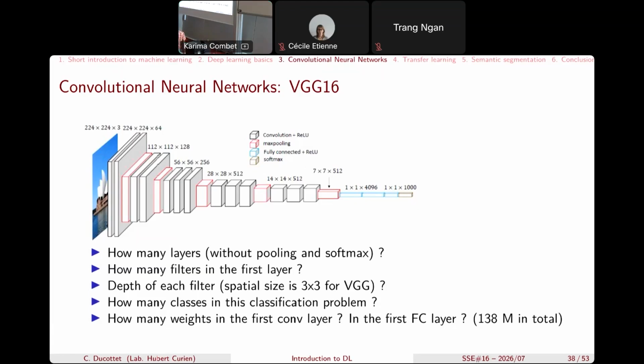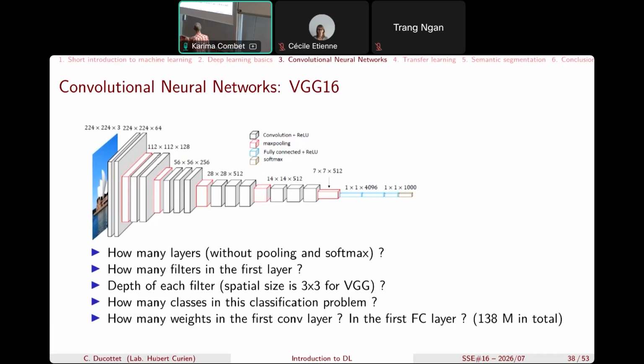Then after you have a max pooling, so the resolution is divided by 2. Then you have another filtering, this time with 128 filters, then 128 filters, another pooling operation, so the resolution is decreased again, and so on. At the end, you have a 7 by 7 image. This is a very small image, with 512 channels, so this is a very high number of channels.